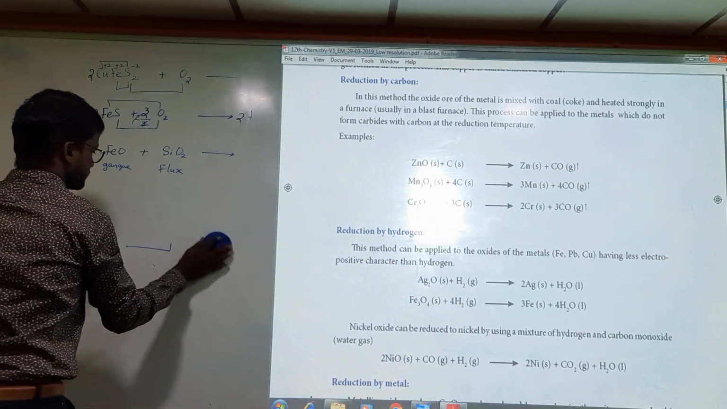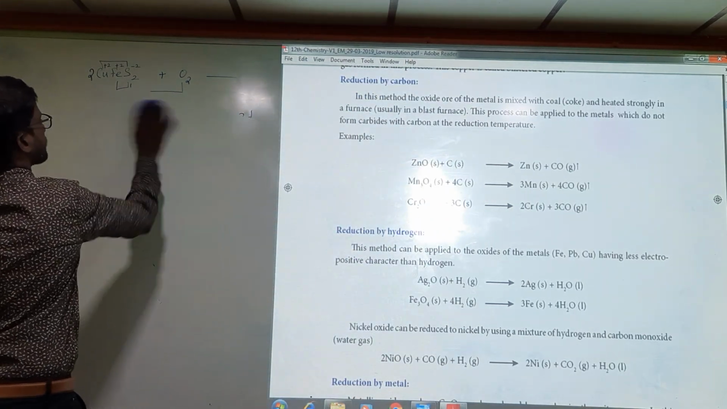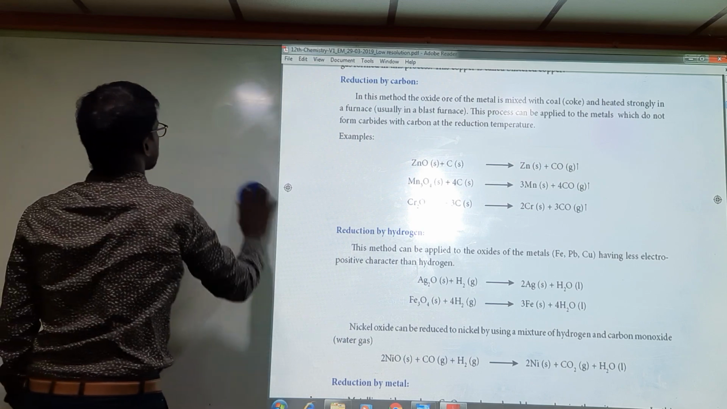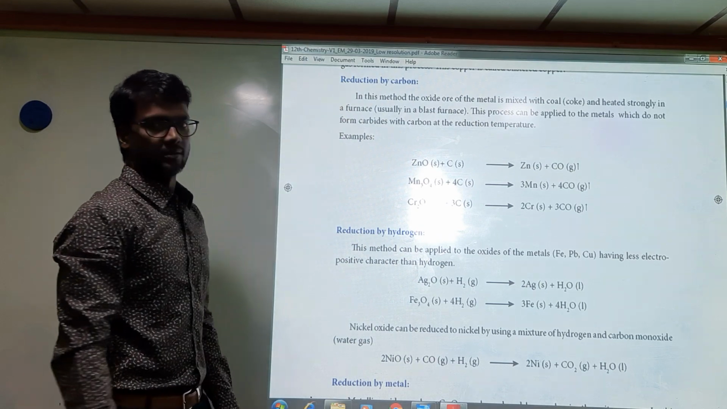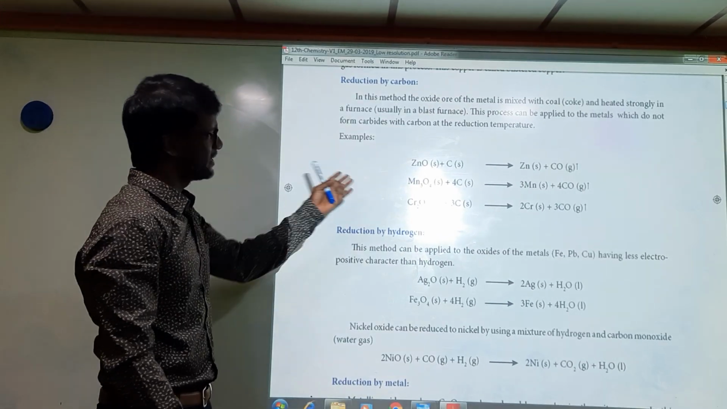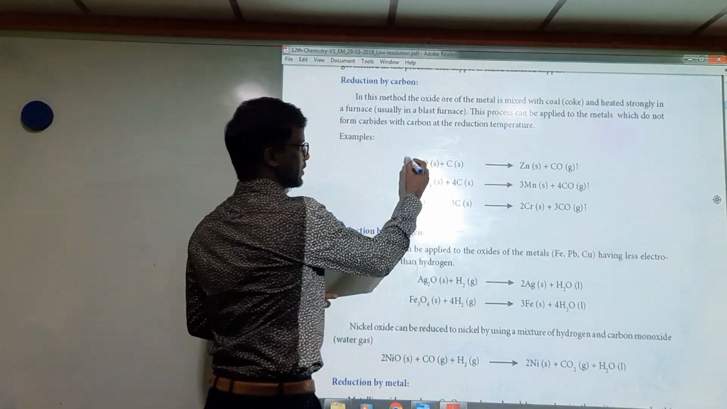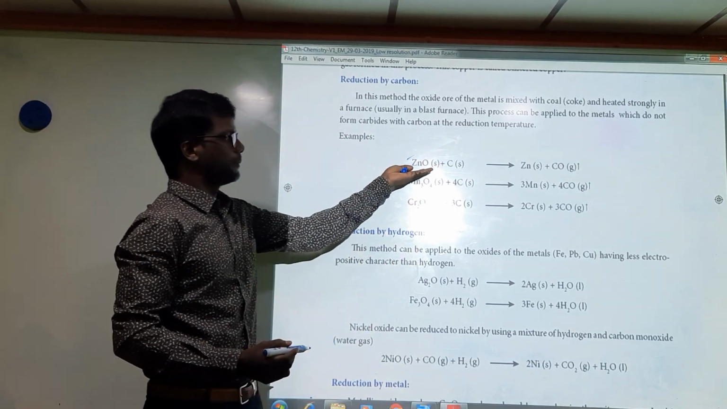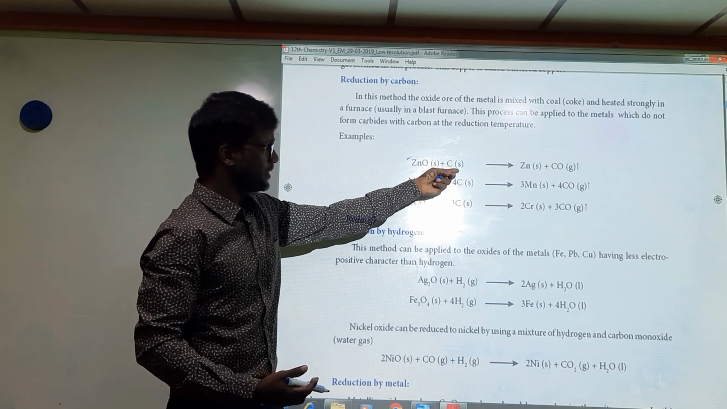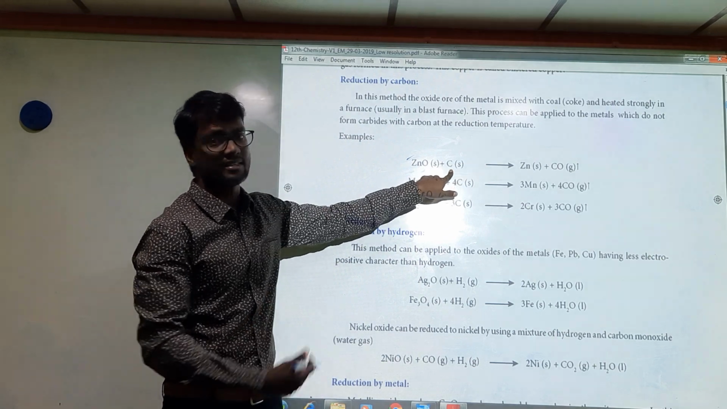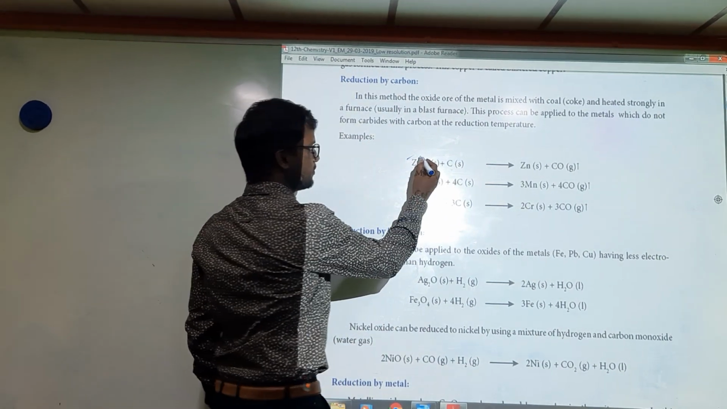Next we'll see reduction by carbon. Using a reducing agent, reduction by carbon is a very easy answer. We'll take one equation to explain. Say metals like zinc. Zinc oxide can be reduced to zinc by using carbon as a reducing agent. So what is the equation? Very simple.